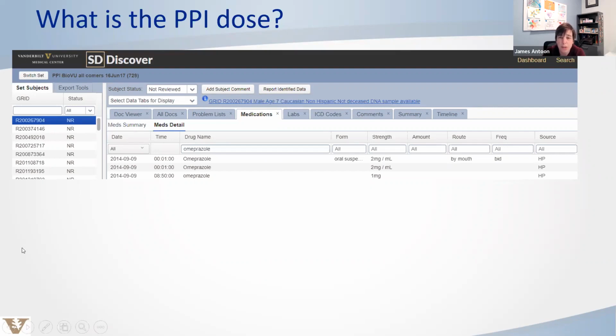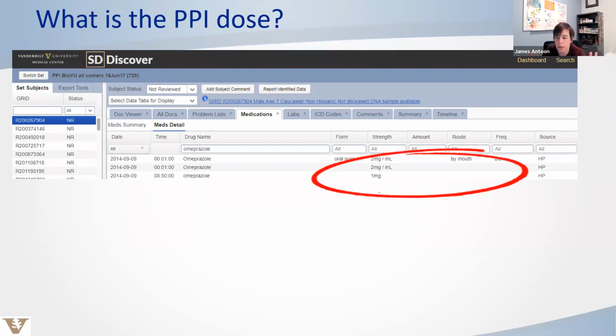But unfortunately, when we looked at the table, it was mostly blank. It had some strengths, but it didn't have amounts. We couldn't tell how much these patients were given. And this was because these tables were generated with adults in mind. Not surprisingly, there are a lot more adults than children in the biobank and in the EHR. And so it doesn't do well with liquid medications. It doesn't know how to calculate those.